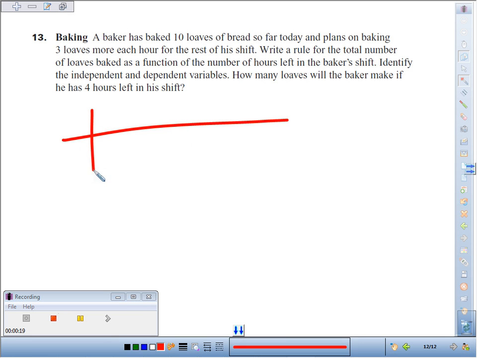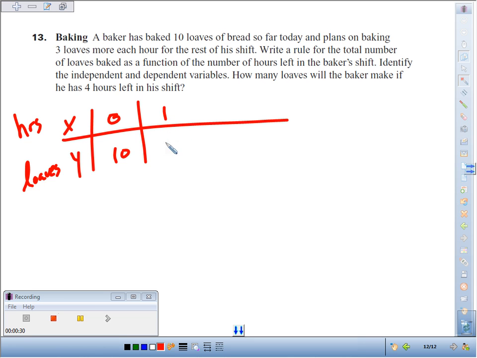Let's think about it this way. Let's call it X and Y. X is going to be our hours that go by, and Y is going to be our loaves of bread. Well, right now, at time 0, he's already baked 10 loaves of bread. 1 hour later, there'd be a total of 13 loaves. In 2 hours, there'd be 16 loaves. In 3 hours, there'd be 19 loaves. And we could keep going.